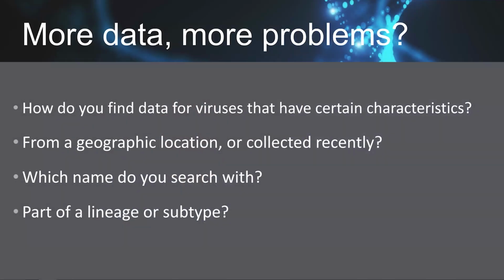So to start, as you are doing analyses and trying to make decisions about how to help public health, how do you find virus data that has certain characteristics that fit your usage needs? What if you need data from a certain geographic location or that was collected recently? What name do you look for? As we've had lots of discussions today about the variability in names that you can use. What if you're looking for part of a lineage or for a subtype?